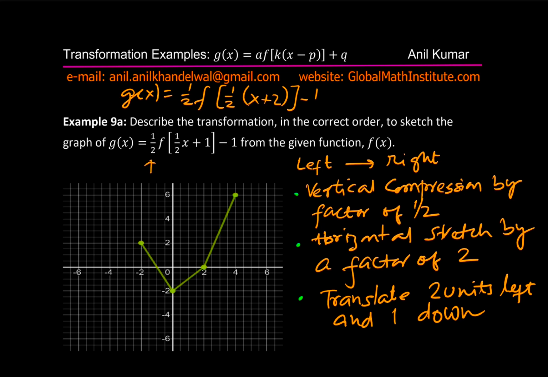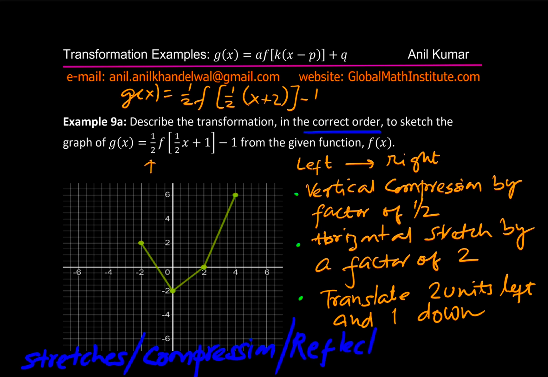So that is how you could actually describe it. The question here is describe the transformations in the correct order. When I say correct order, it means that multiplication first. So correct order means you have to do stretches, compressions, and reflections first. After that, you do translations.